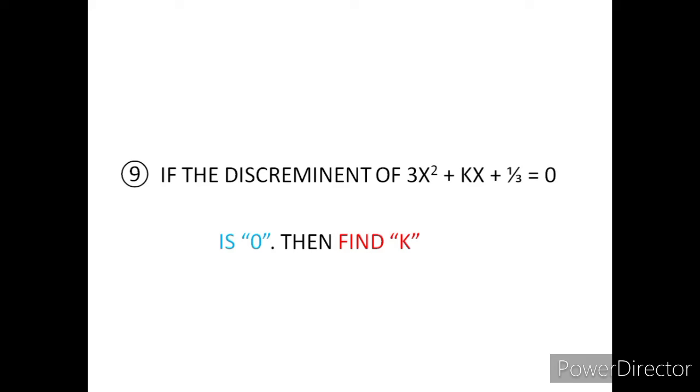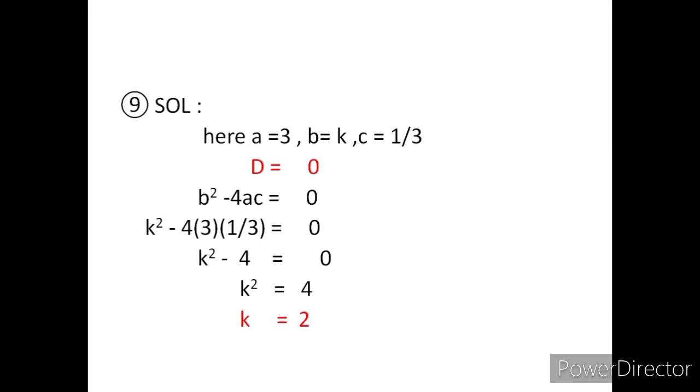Okay, shall we go to the answer? Yes. Here, you have to compare the given equation. a is equal to 3, b is equal to k, c is equal to 1 by 3. What is the given condition? Discriminant is 0. That means D is equal to 0. D is nothing but b square minus 4ac is equal to 0. Thereafter you substitute b as k, then write down the minus as it is.